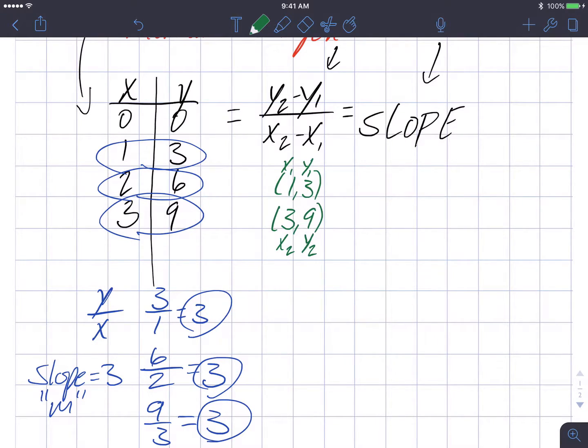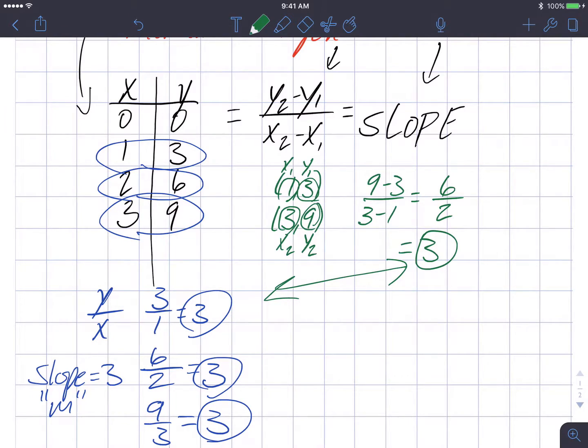The formula says y2 minus y1. So this, subtract this. 9 minus 3 over 3 minus 1. 9 minus 3 is 6. 3 minus 1 is 2. And then 6 divided by 2 is 3. Same thing.